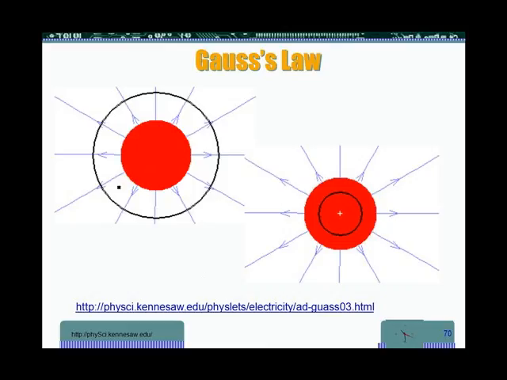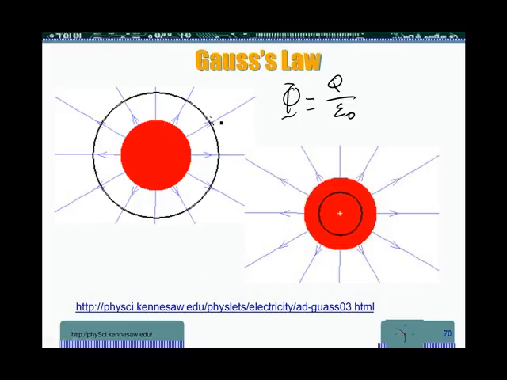What's going to matter in this case is what's the overall charge of that insulator. Then the electrical flux is just that charge over epsilon 0. And in this case, think of it as a sphere. The surface here is a sphere enclosing this other sphere inside.